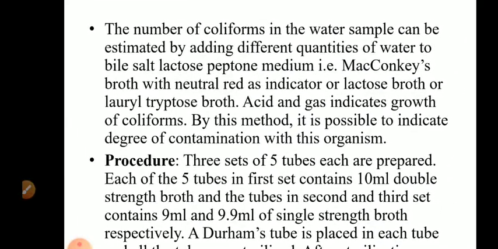Now, how do we estimate it? The number of coliforms in water can be estimated by adding different quantities of water to bile salt, lactose, peptone medium, that is by adding it to McConkey's broth with neutral red as an indicator, or lactose broth which may contain bromothymol blue as indicator, or lauryl tryptose broth. Acid and gas production indicates growth of coliforms. By this method, it's possible to indicate the degree of contamination with this organism. That means the degree of contamination of water with coliforms.